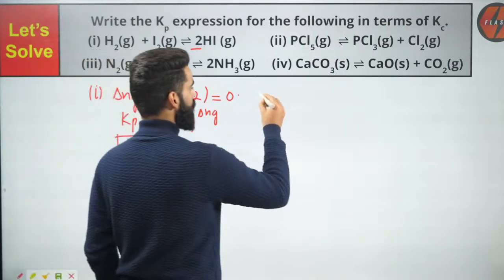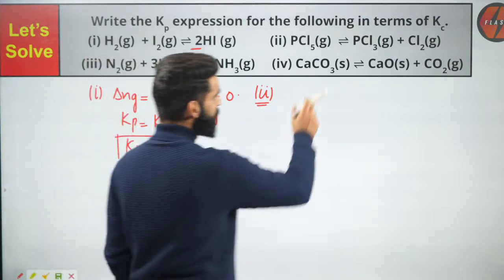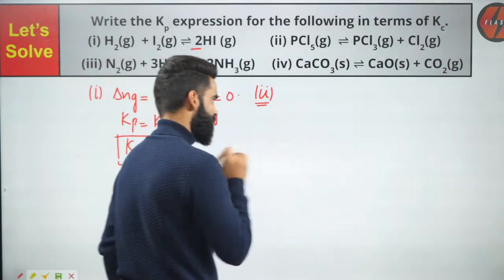So this is the first thing. Second reaction which we have, we need to write the expression of Kp in terms of Kc again. Now first of all, you check whether the reaction is balanced or not. Absolutely, it's balanced.